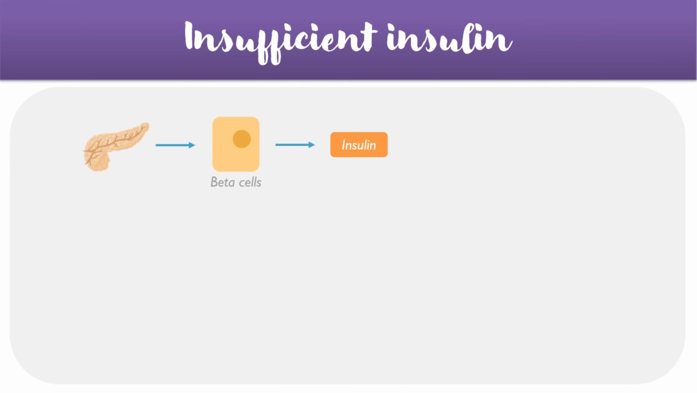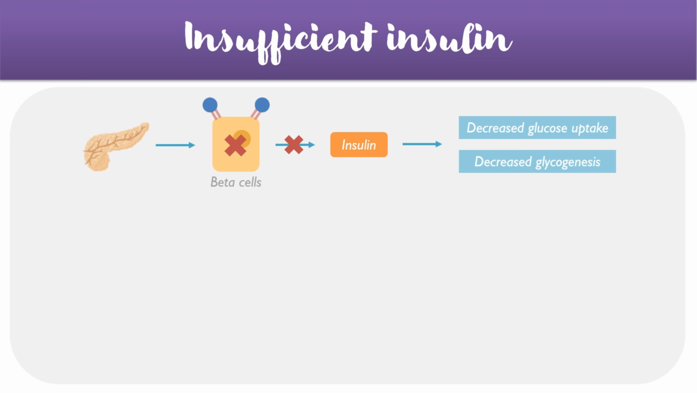Let's now take a look at an example where there might be insufficient insulin present within the blood. And a prime case where this might occur is in type 1 diabetes, where there's an autoimmune attack on the beta cells of the pancreas. Over time, this beta cell destruction means that little or no insulin is being produced, which has two main effects. The first being decreased glucose uptake, and the second decreased glycogenesis.